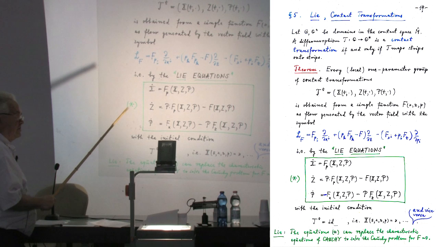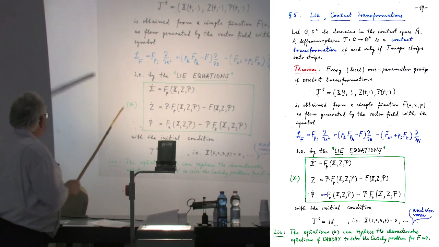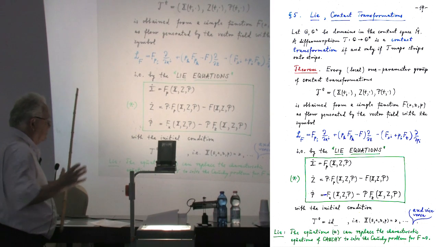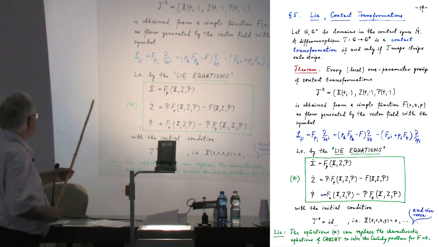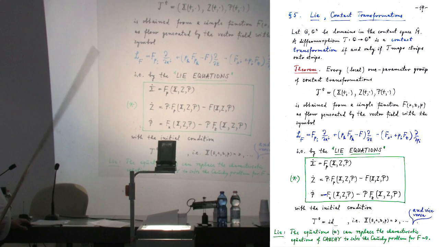Why are these equations remarkable? These equations generate one-parameter groups of contact transformations. This was the discovery of Sophus Lie, that you have one scalar equation, f, of 2n plus 1 variables, and you end up generating a one-parameter group as a flow of a certain vector field. And Lie noticed, he was very proud of this, that he could do Cauchy's method in a more geometric way by looking at contact transformations.